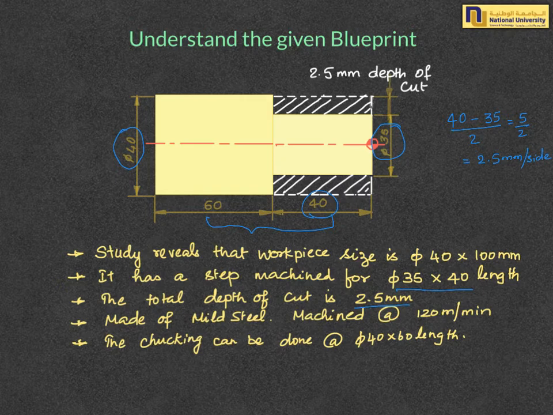The chucking is to be carried out on this area, and this can be done at 40 by 60 length. So this is the understanding of the blueprint, and now we shall proceed to the next step.